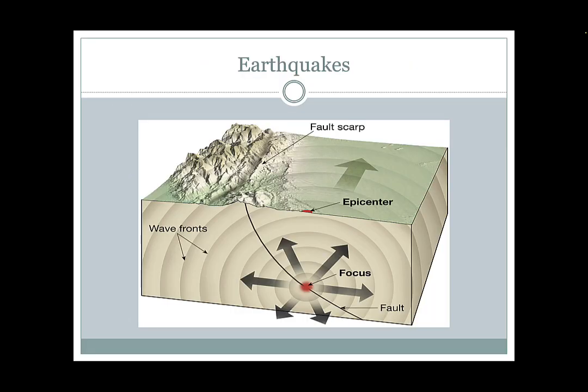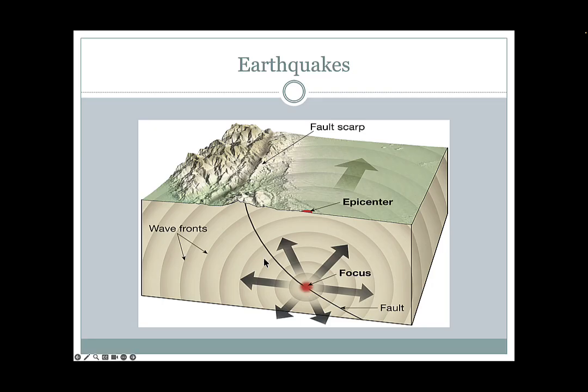So this shows a general idea of what an earthquake would look like. Here we have the surface of the earth, and then we've cut away the side of the earth into this block. And we can see running through the side of the earth is this fault, which is labeled here. Along this fault, some sort of movement takes place, and we're going to see that that's a release of stress. And where that movement takes place is the focus of the earthquake.